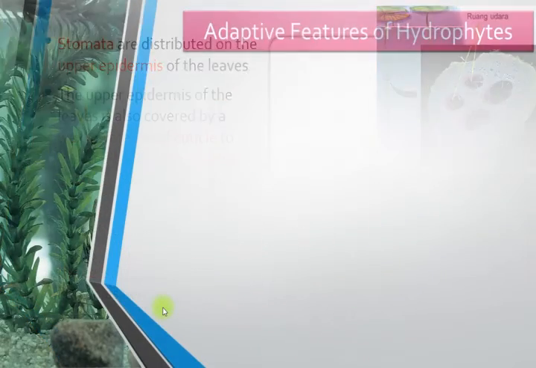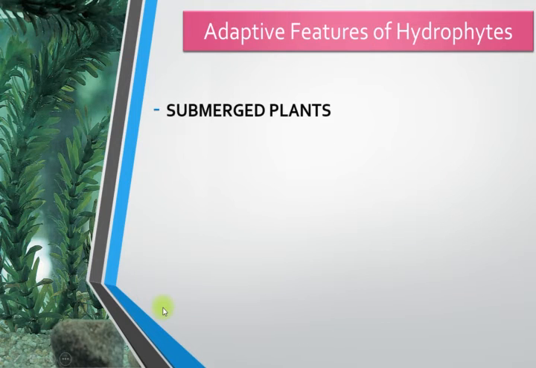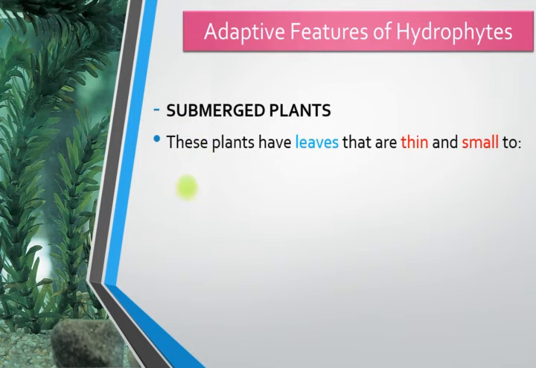Alright, so let's go to the adaptive features of the hydrophytes that live in the water, submerged in the water. Okay, yes, submerged plants. Ini tumbuhan yang hidup tenggelam di dalam air. So these plants have leaves that are thin and small. This is an example of the Hydrilla species. So the leaf of the Hydrilla is thin and small.